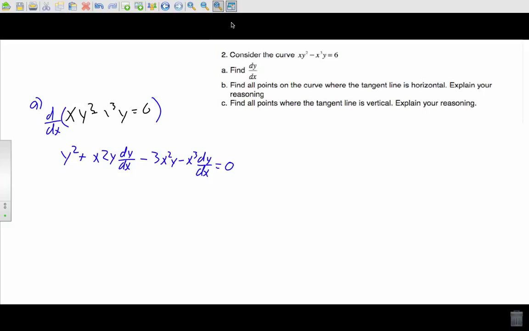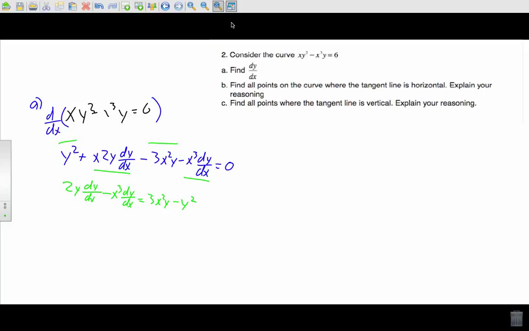Okay, now I'm going to group like terms. I'm going to take the terms with dy/dx, 2xy dy/dx minus x to the third dy/dx, leave them on one side, and then I'm going to take y squared and minus 3x squared y, move them over to the other side. So now I'm going to have 2xy dy/dx minus x to the third dy/dx is going to equal 3x squared y minus y squared.